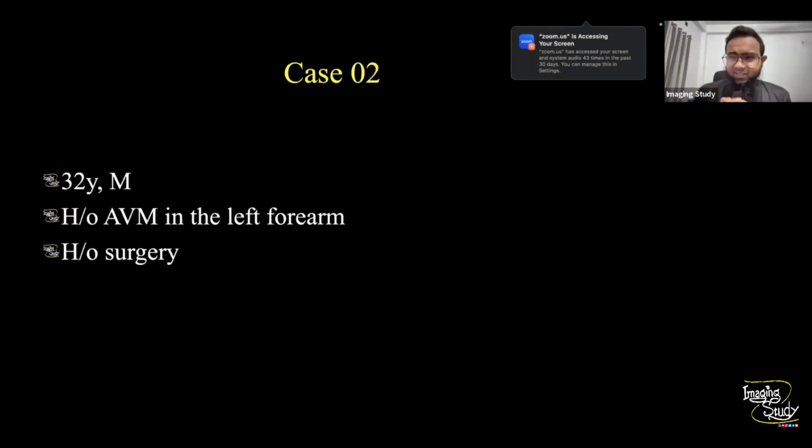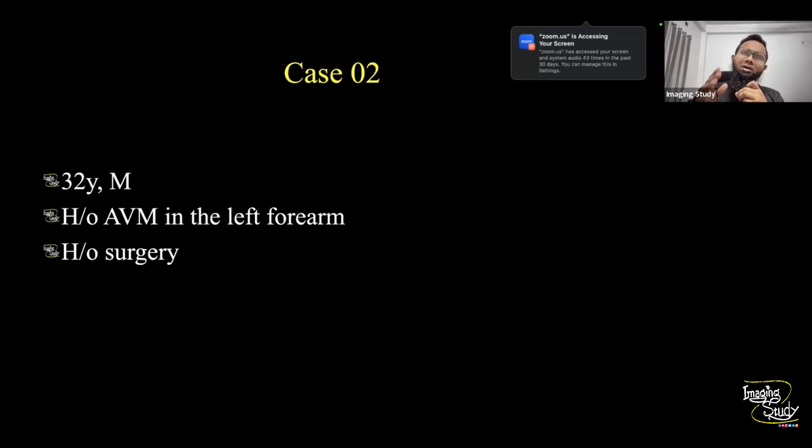Okay, so let's jump into case number 2. This is a 32-year-old male patient. This is an interesting case. The patient came with a history of arteriovenous malformation in his left forearm region. So he went for a surgical procedure to remove this AVM around 6 months ago. And now the patient came to me. I can still see the scar mark over the forearm. And the patient now came with swelling over the forearm again.